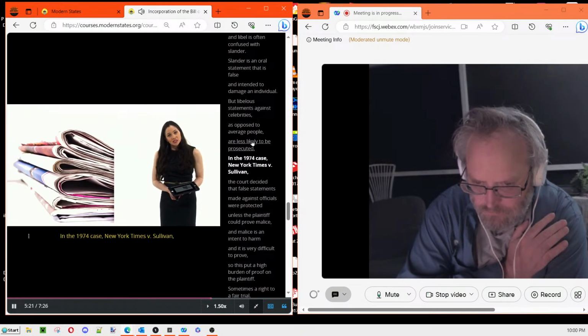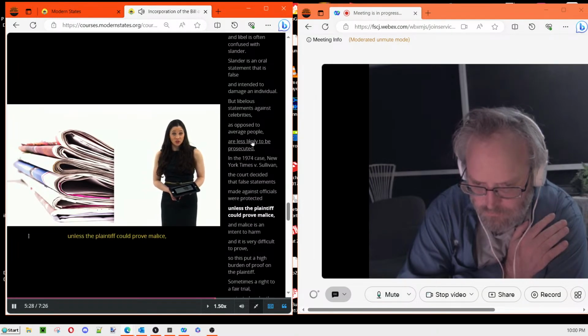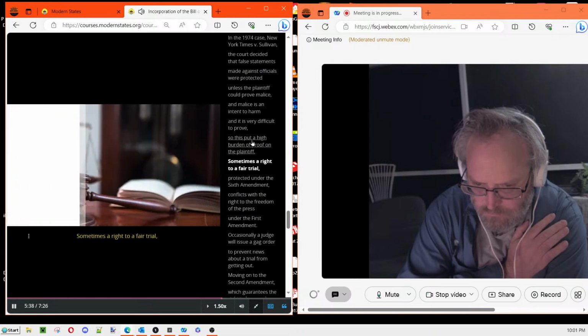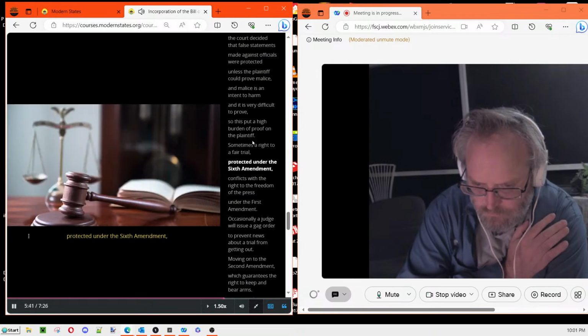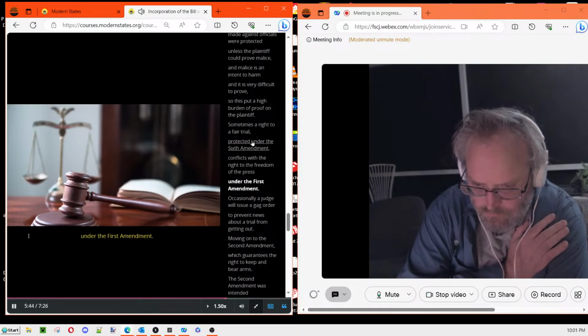In the 1964 case, New York Times versus Sullivan, the court decided that false statements made against officials were protected unless the plaintiff could prove malice. And malice is an intent to harm, and it is very difficult to prove, so this put a high burden of proof on the plaintiff. Sometimes the right to a fair trial, protected under the Sixth Amendment, conflicts with the right to freedom of the press under the First Amendment.